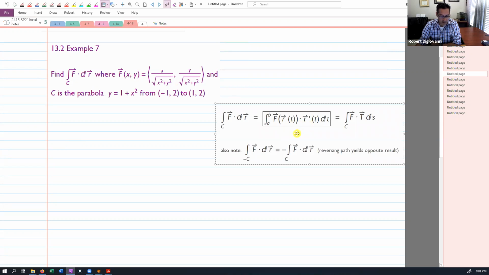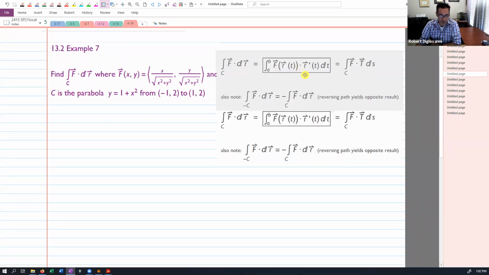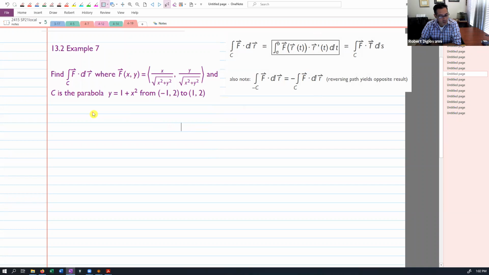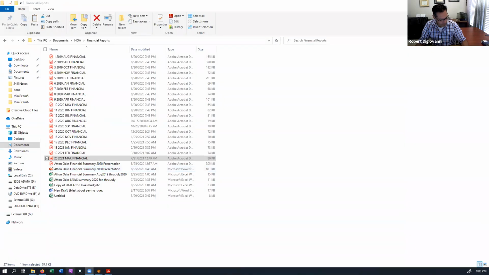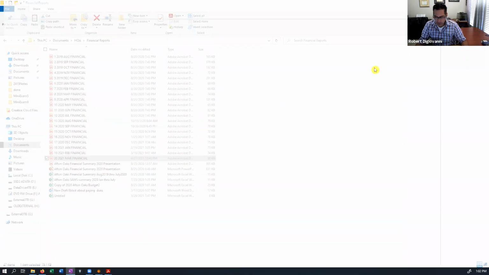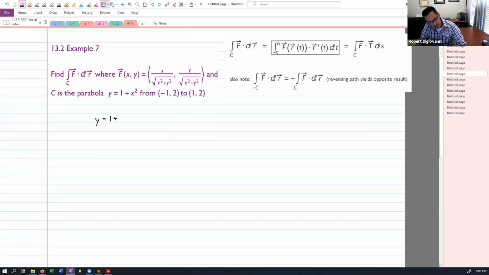So we have a few things to resolve here. The big thing is let's figure out what r of t is, which would be the curve itself. We're told here that C is the parabola y equals 1 plus x squared. Hold on, I've got to close this and reopen it. All right, there we go. So y equals 1 plus x squared, and we're going from the point (-1, 2). Let's graph this real quick.